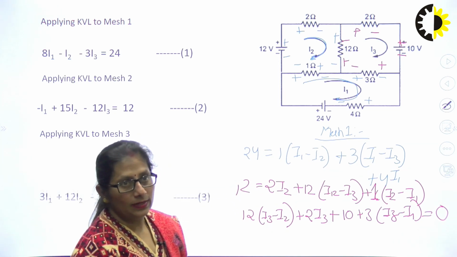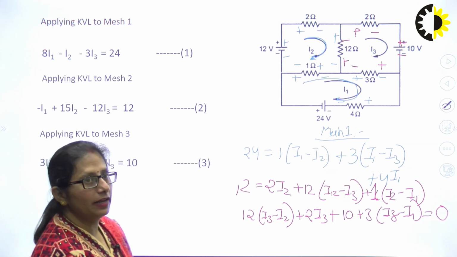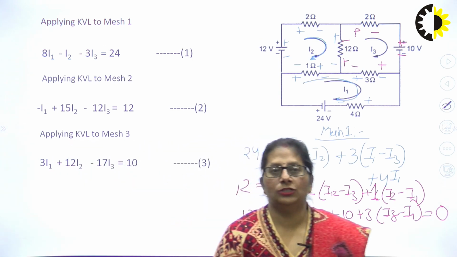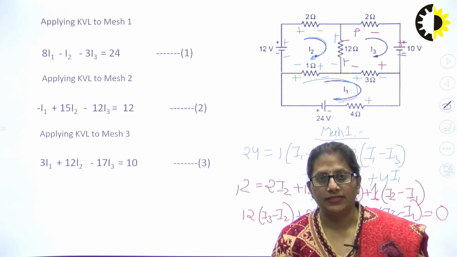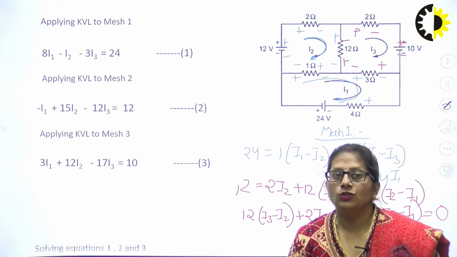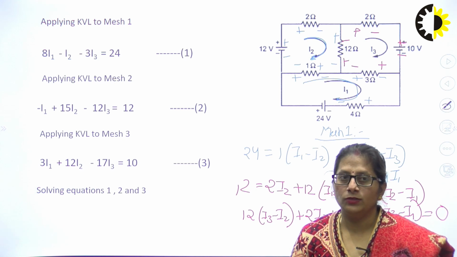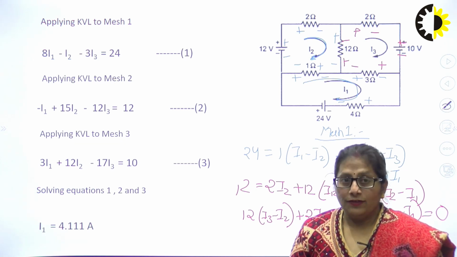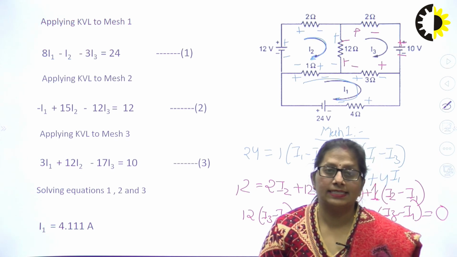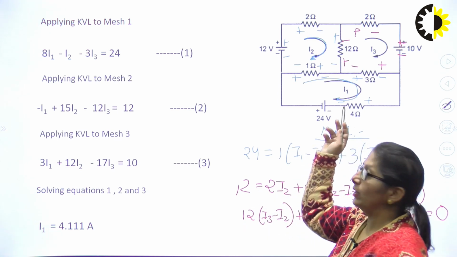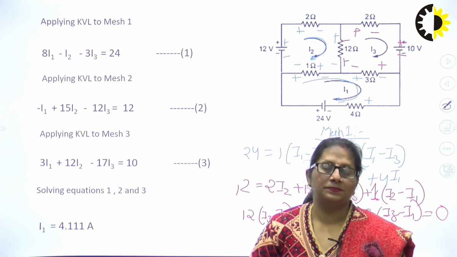So, once again, when I resolve it in I1, I2 and I3, I will be having the equation as 3 I1 minus plus 12 I2 minus 17 I3 is equals to 10. Solving the 3 equations, I1 is going to be 4.111 ampere. What is this current? This is the current which I want. That is the current which is flowing in 4 ohms.